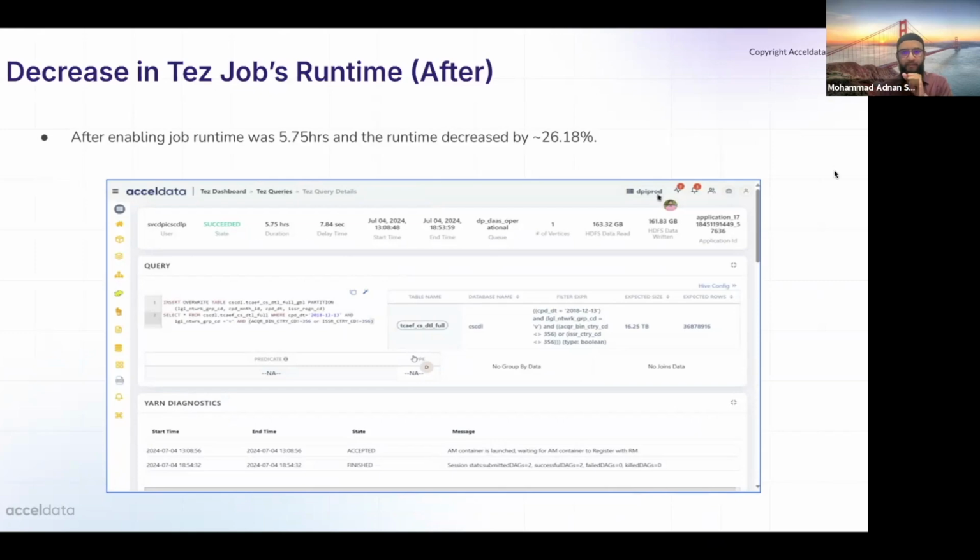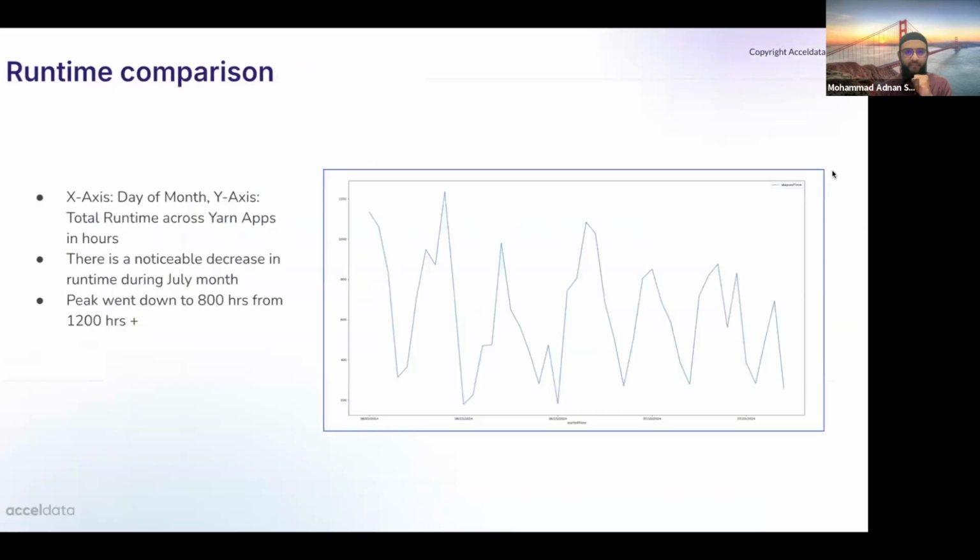I think this is a big achievement and something we are very proud to showcase, that yes, it is actually helping in production. It's not just theoretical, it is helping customers in production environments. Next slide, please. So this is a runtime comparison. A significant difference, right? Previously, we were spending like 1,200 hours altogether in total runtime. Now that runtime has declined from 1,200 hours to 800 hours, right?